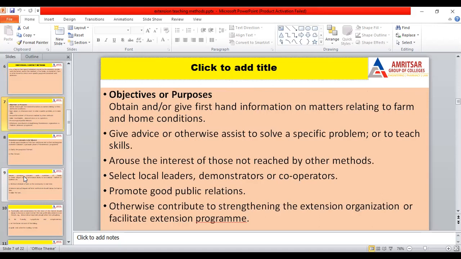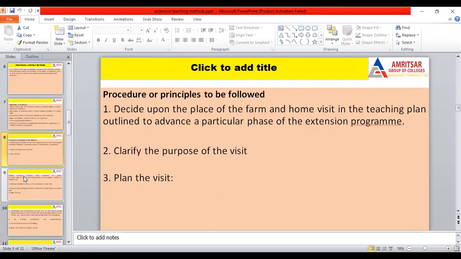First of all, its main objective is that the extension worker gets first-hand information. Moreover, they also solve the problems of the farmers, and they also arouse the interest of the farmers, and they also select leaders to demonstrate the new technology to the rural people. Next is procedure or principles to be followed.